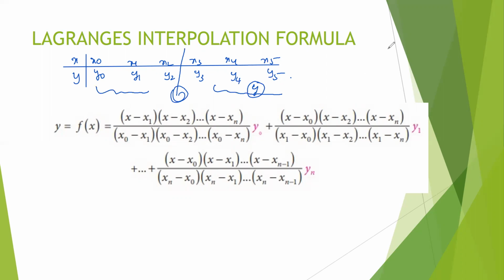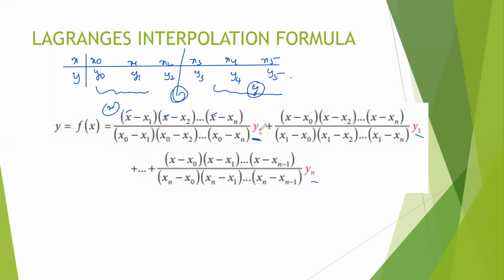So what is Lagrange's interpolation formula? y equals f of x equals, first you see here we have highlighted y0, y1, and so on till yn. In the first term, only y0 is there. In the numerator, x0 will be missed. Other than x0, we take all remaining x values, that is x minus x1, x minus x2, and so on, x minus xn, divided by the same expression with x0 in the place of x: x0 minus x1 into x0 minus x2, and so on, x0 minus xn, into y0.